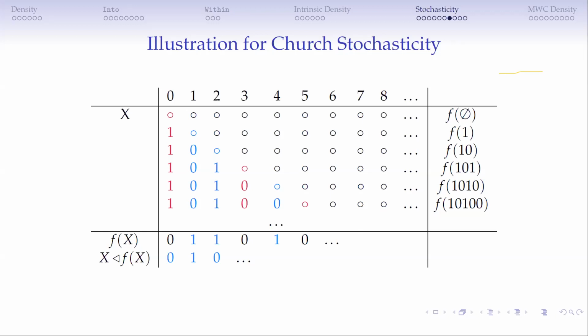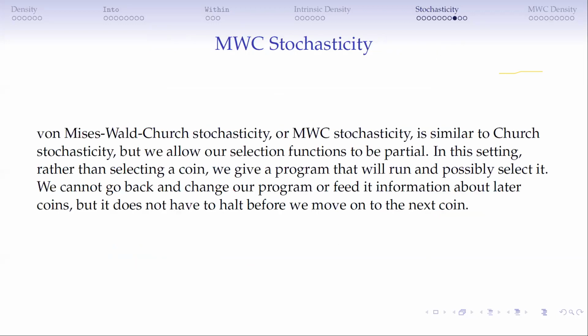Okay, so that's the picture of what's going on for Church stochasticity. MWC stochasticity, which stands for von Mises-Wald-Church stochasticity, is the same thing as Church, except our selection functions can be partial now. When we ask if we want to select the nth bit or not, we don't have to say right away.